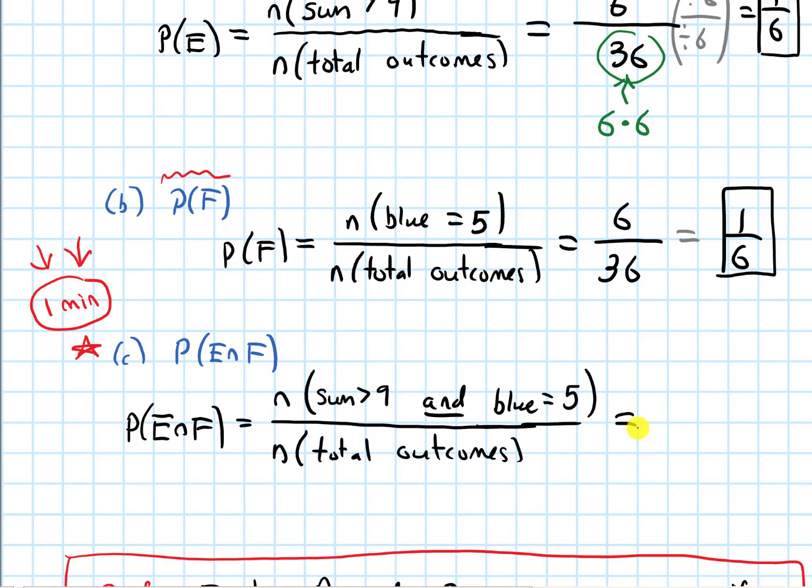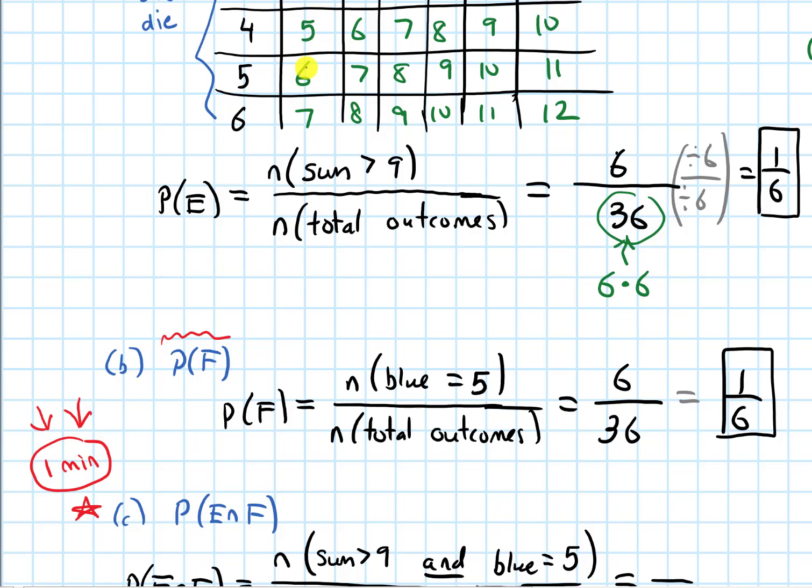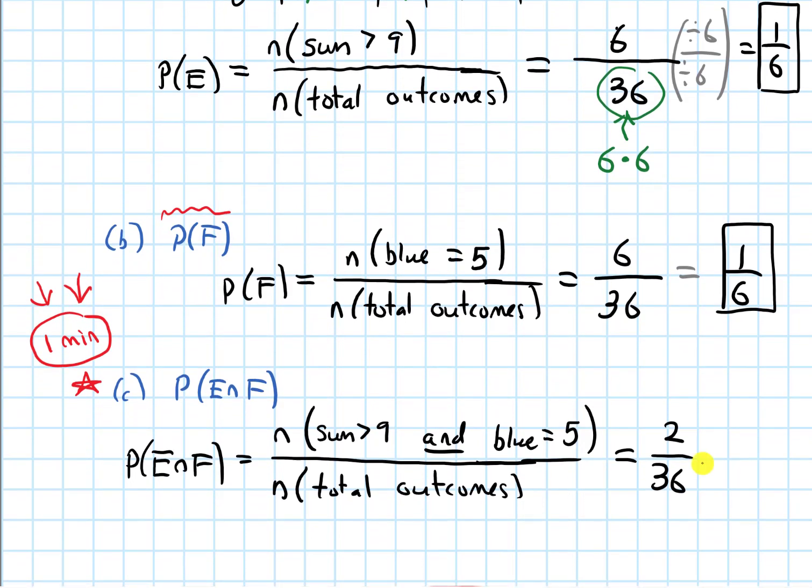Alrighty, so we know the total number of outcomes. Total number of outcomes is 36. So now I'm going to go to the section where the blue was a 5. So that is this row. And I want to know in that section, how many outcomes are there where the sum is greater than 9? So the sum is greater than 9 if it's a 10 or if it's an 11 in this row. So there are 2 outcomes like that. Okay, and I can simplify this by dividing the top and the bottom by 2. And doing that, we will get 1/18 for this probability.